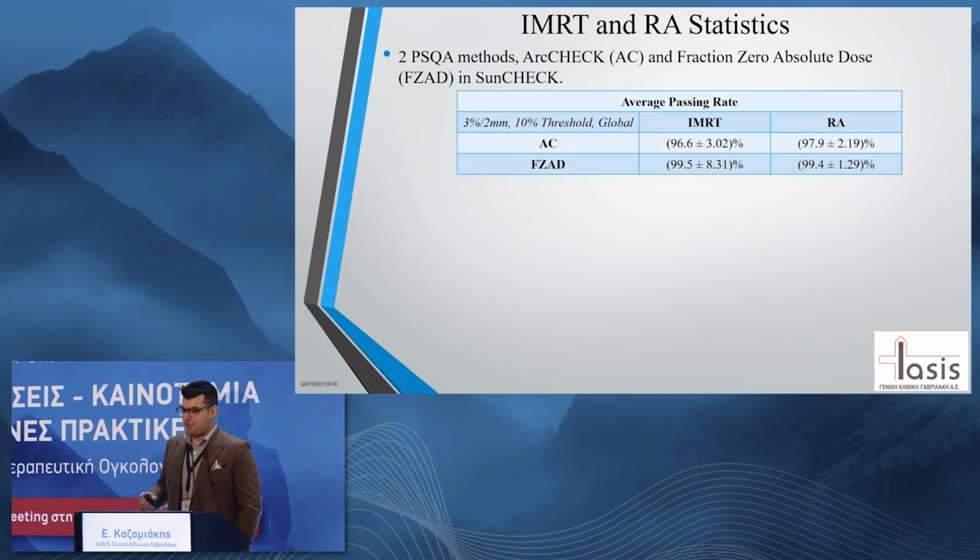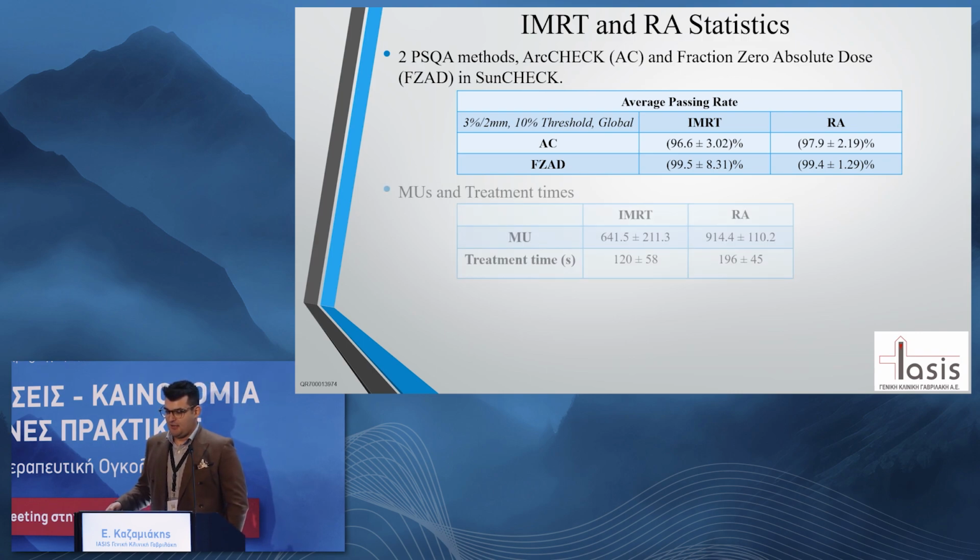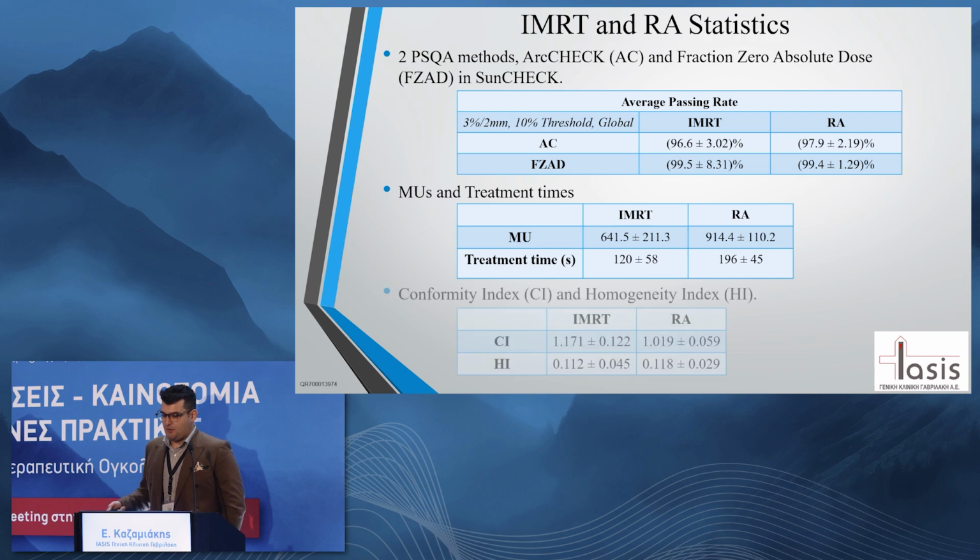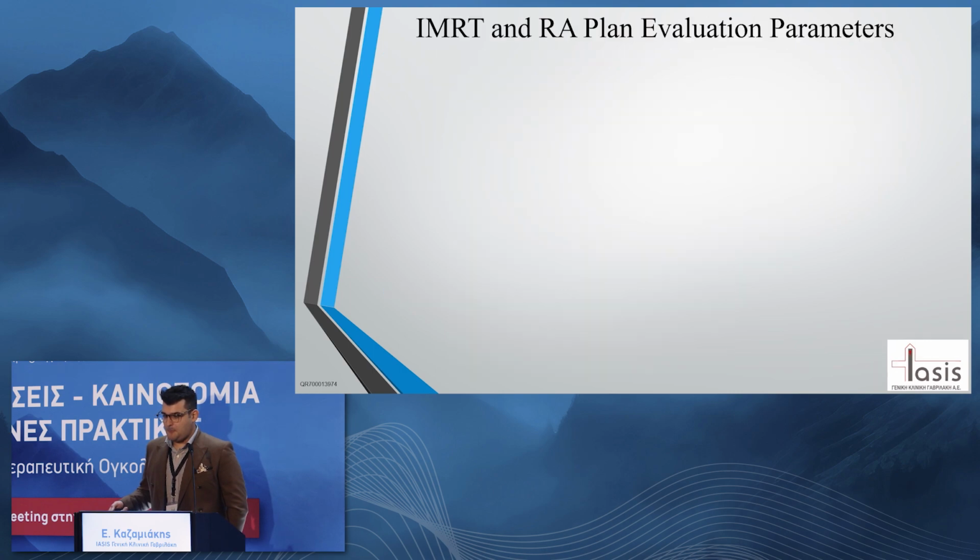Okay, let's move to the comparison of the 2 techniques from our department. All our patients have 2 PSQA methods with similar average passing rates, as you can see. MUs, it is worth mentioning that the treatment time is significantly lower in IMRT, mainly because we are using 2 fields, with times as low as 62 seconds. And the homogeneity index is pretty much similar between the 2 techniques.